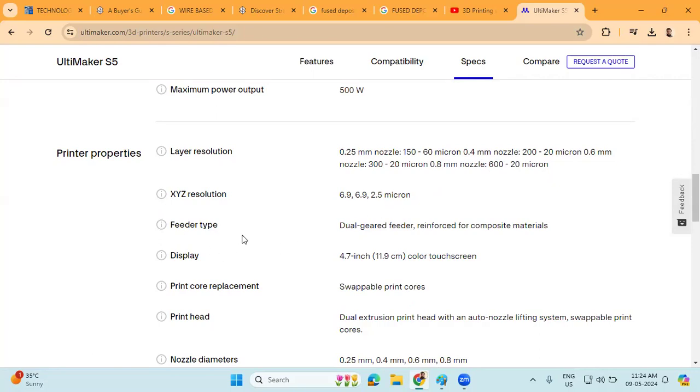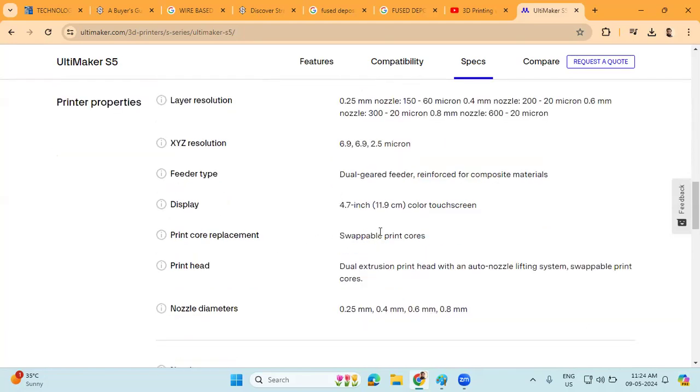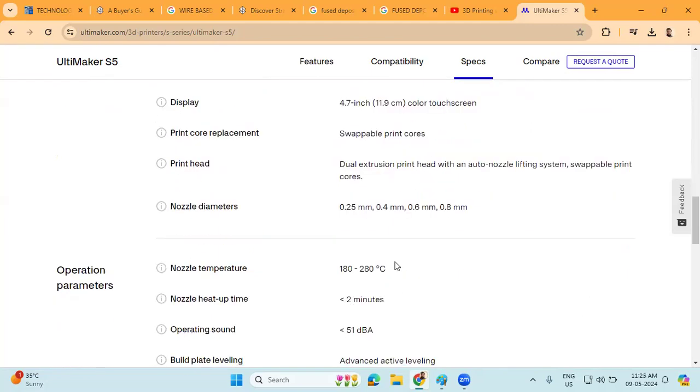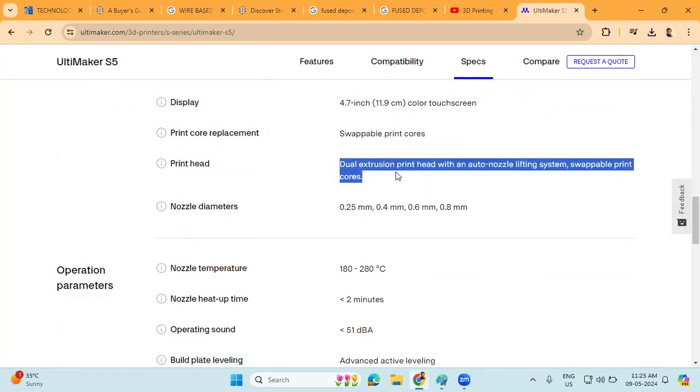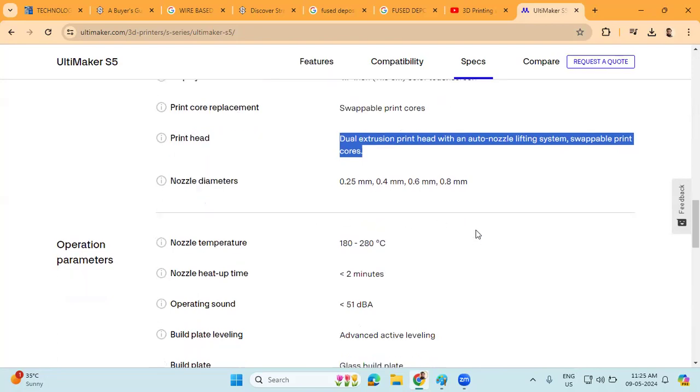The printer also features a dual geared feeder reinforced for composite materials and a 4.7-inch color touchscreen display. Additionally, the printer's print cores are swappable, allowing for easy replacement. The Ultimaker S5's print head is a dual extrusion system with an auto nozzle lifting system, which ensures accurate printing even with complex designs. The printer features 4 nozzle diameters: 0.25 mm, 0.4 mm, 0.6 mm, and 0.8 mm.